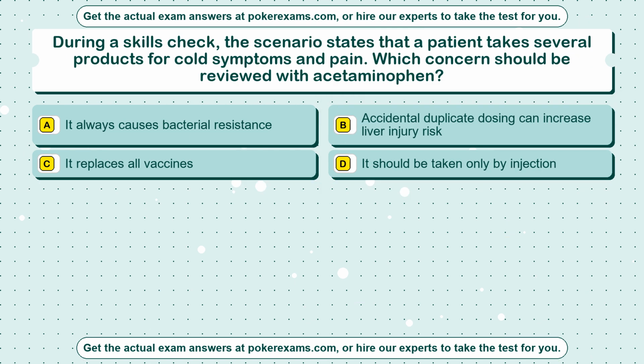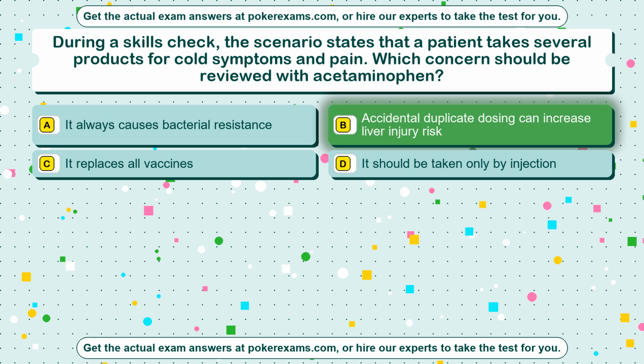Question 49. During a skills check, the scenario states that a patient takes several products for cold symptoms and pain. Which concern should be reviewed with acetaminophen? Option A. It always causes bacterial resistance. Option B. Accidental duplicate dosing can increase liver injury risk. Option C. It replaces all vaccines. Option D. It should be taken only by injection.